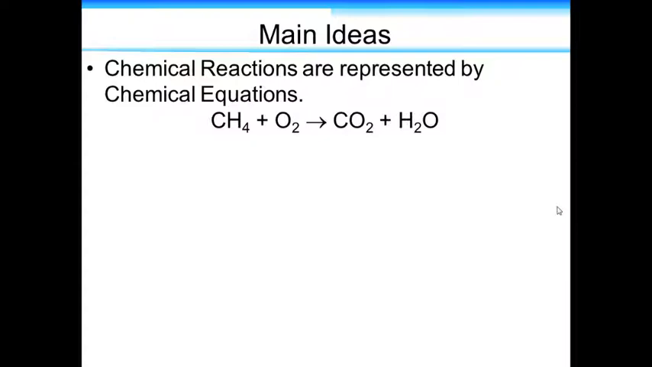For a reaction to occur, there are always bonds in the reactants breaking, or atoms must come apart in the reactant molecules. And then bonds must form in the products. So here on the left side, these are always considered our reactants, the compounds or molecules we start with. And on the right, we have our products.